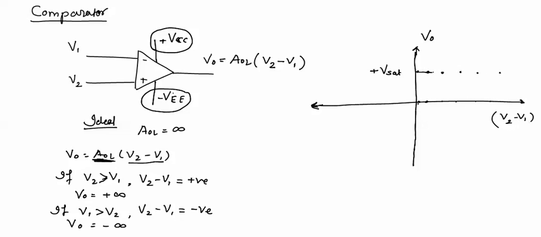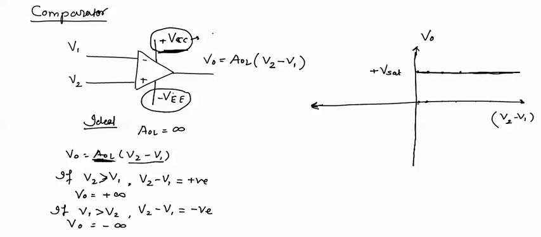Output cannot go beyond this plus Vsat value, and this plus Vsat value is nearly equal to plus VCC, but not exactly equal to plus VCC. But in the examples, in the questions in the GATE examination, this plus Vsat is considered equal to plus VCC. There is little difference between these two voltages.